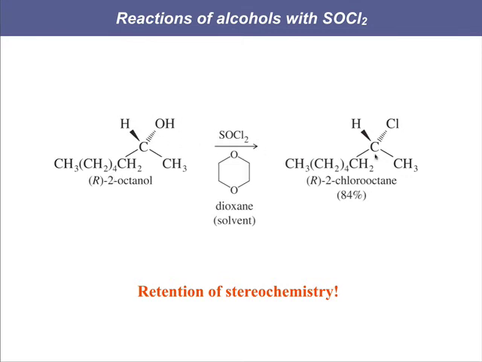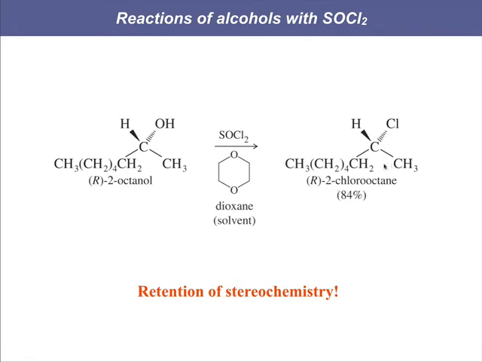In the product, look what we have. The chloride is also dashed, the same way that the hydroxy group was dashed. This is a substitution, but we get retention of stereochemistry. Now, that means a couple things. It means that it is not SN2, because SN2 would give inversion of stereochemistry. It's also not SN1, because SN1 would give a mixture of R and S in our product.